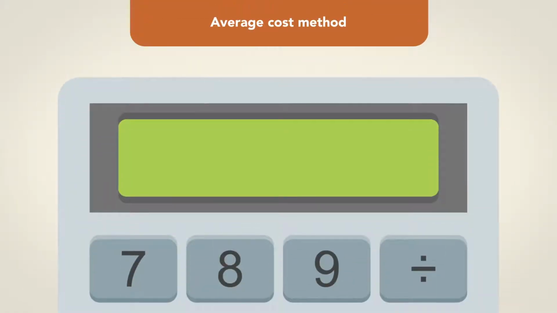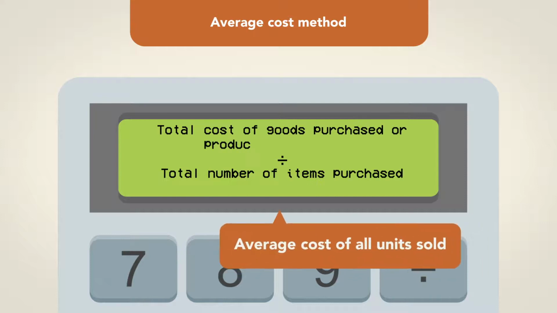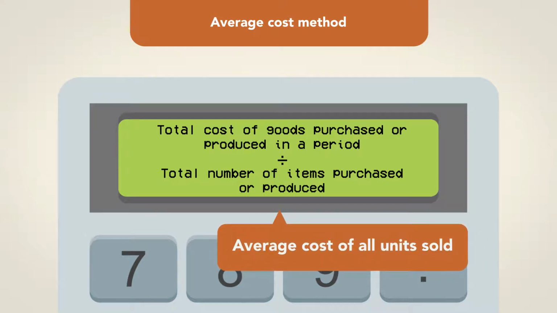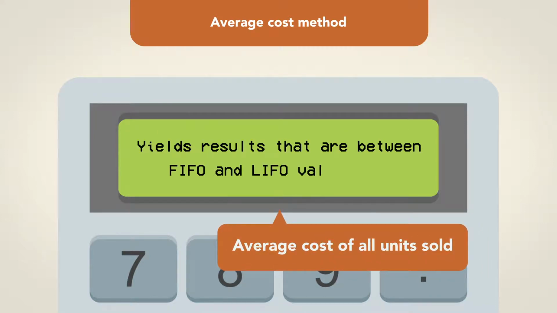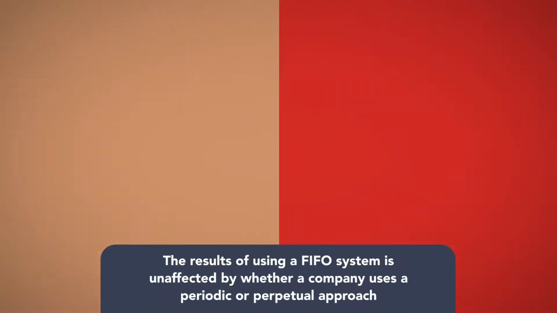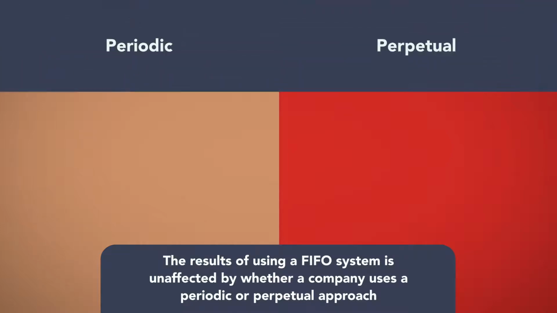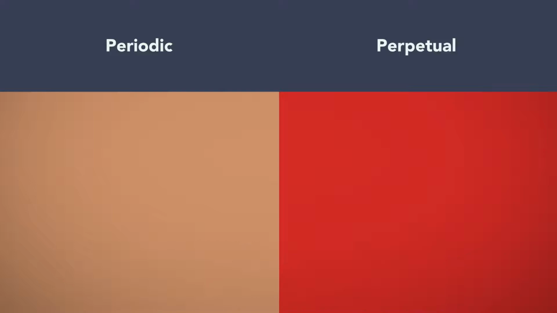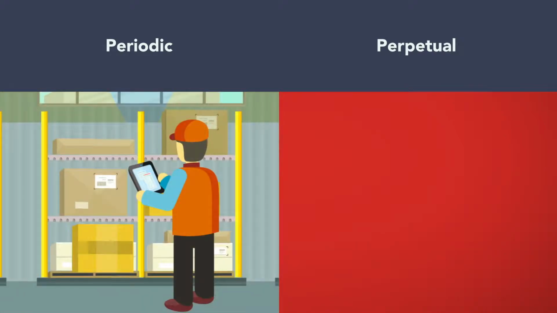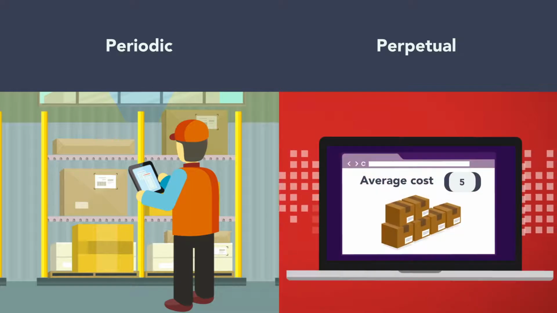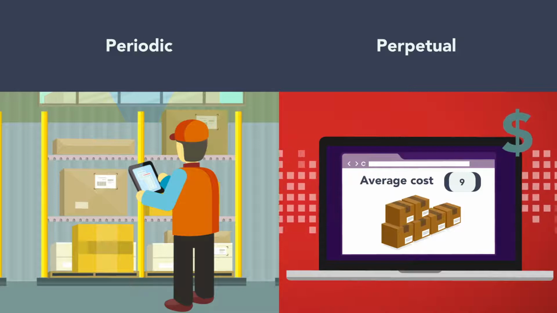Another approach to valuing inventory is the average cost method, which relies on an average cost of all units sold during the accounting period. This method typically yields results that are between FIFO and LIFO valuations. The results of using a FIFO system is unaffected by whether a company uses a periodic or perpetual approach. A company would ordinarily only employ a LIFO system under a periodic inventory structure, not a perpetual one. When the average cost approach is used with the perpetual system, the average price of goods sold is updated as soon as a new sale occurs.